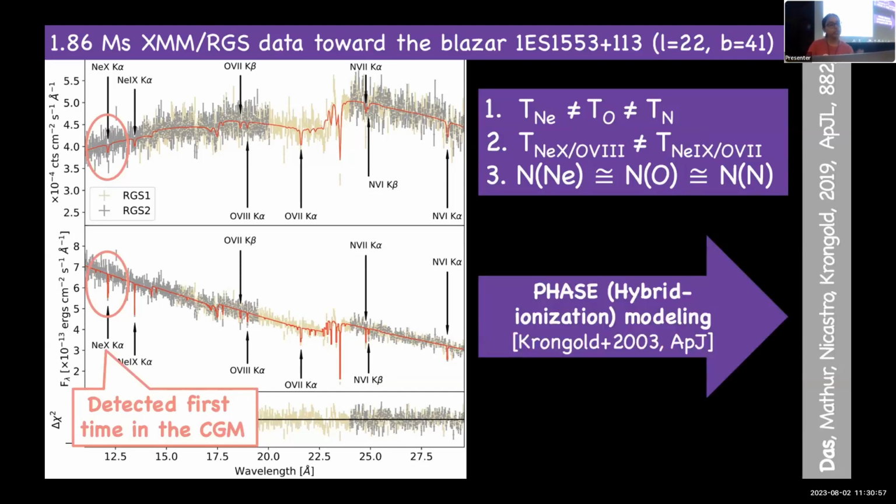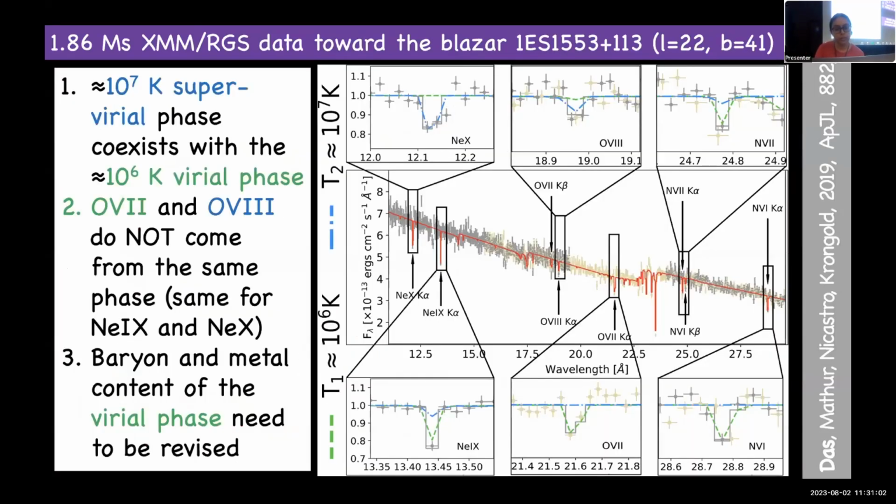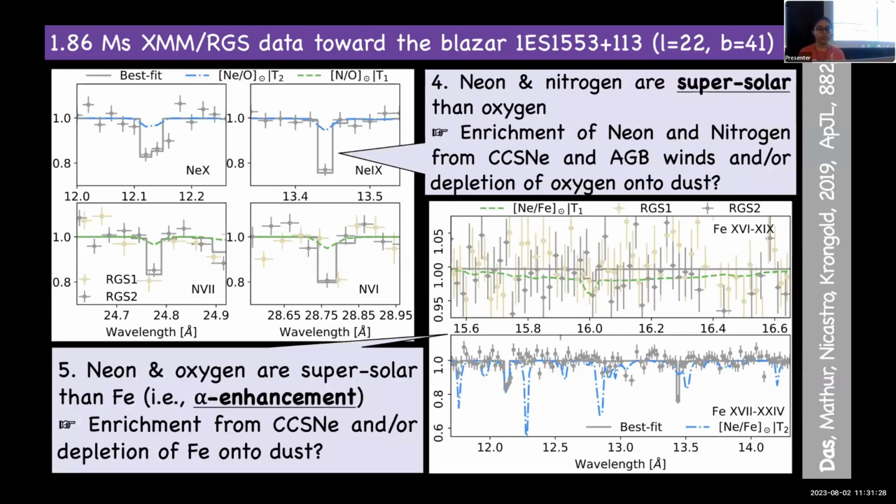So now we do a hybrid ionization column modeling, which is basically collisional plus photoionization modeling. And what we find is pretty much a series of surprises. First, in addition to the virial phase, there is a super-virial phase that is needed to explain all of these lines together. We find that oxygen 7 and 8 are not coming from the same phase, which means the previous baryon and metal content of the virial phase needs to be revised if this is a ubiquitous property. And also we find that the neon to oxygen and nitrogen to oxygen ratios are supersolar.